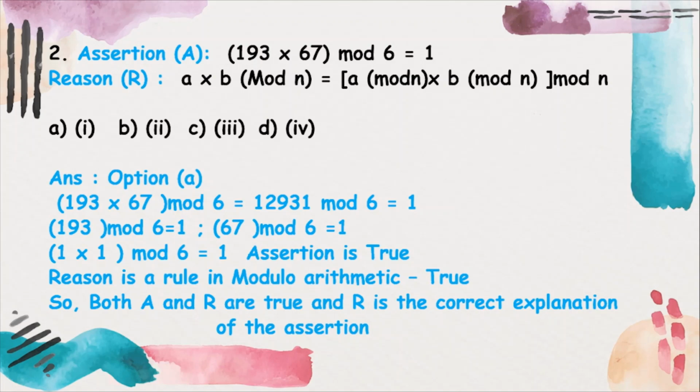Now take the modulus for 193. Individually, 193 mod 6 is 1. Same way, take the mod for 67. 67 mod 6 is also 1. Then multiply 1 into 1. 1 into 1 is 1. 1 mod 6 is also 1. So assertion is true. Now assertion is true, reason is also true. The reason tells about the assertion. The reason connects the assertion. So option A is the right answer, because both A and R are true and R is the correct explanation of the assertion.